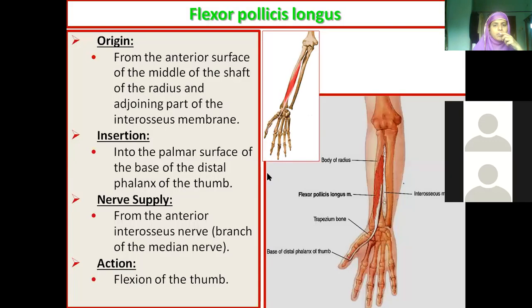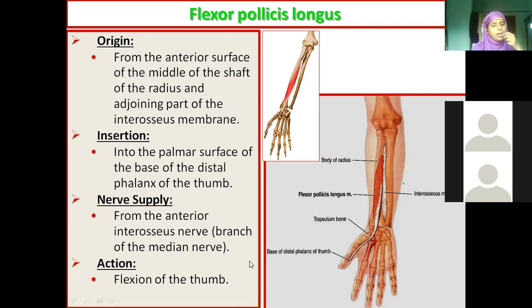Okay. So see, this is the flexor pollicis longus muscle. So pollicis means what, beta? What is the meaning of pollex? It means thumb. So the origin is the anterior surface of the middle of the shaft of which bone? Radius, and the adjoining part of the interosseous membrane. Insertion is at the base of the distal phalanx of the thumb. The nerve supply is the median nerve.